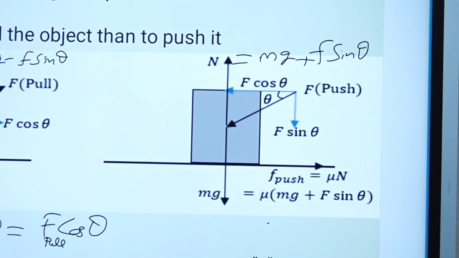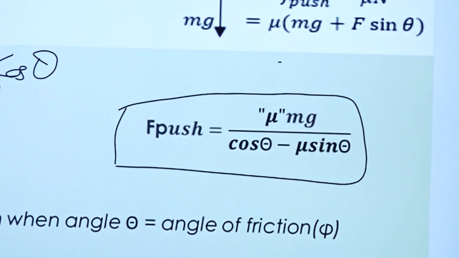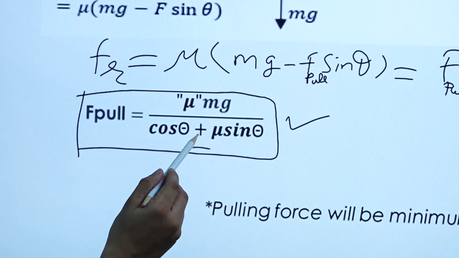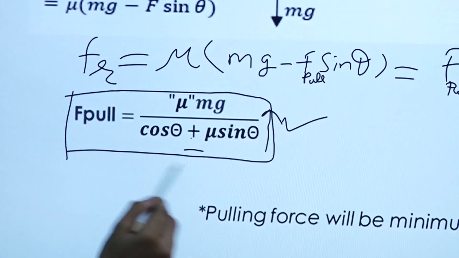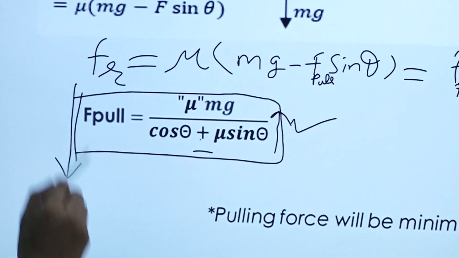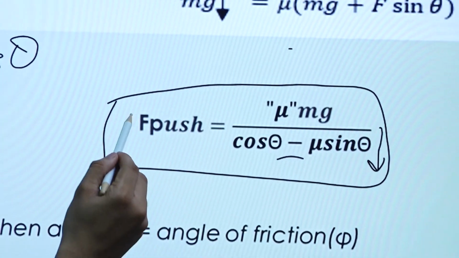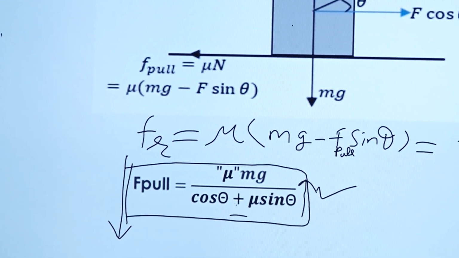Again, if you solve it the previous way, you can find out pushing force as mu mg by cos theta minus mu sin theta. As you can compare these two equations, here we have a minus sign, here we have a positive sign. A positive sign makes the denominator more, so if the denominator is more, our F pull will be less. A negative sign makes the denominator less, so if the denominator is less, F push will be more, right? That's why pulling will be lesser than pushing. So pulling force will be minimum when angle theta is equal to angle of friction.